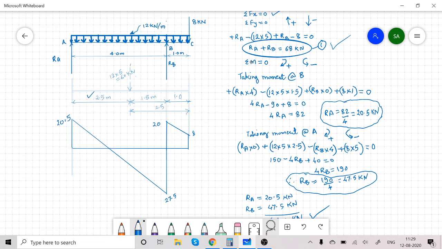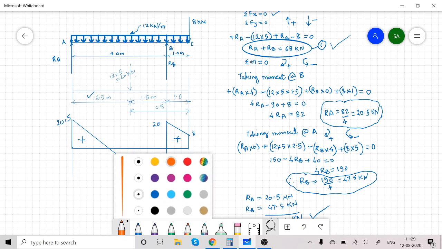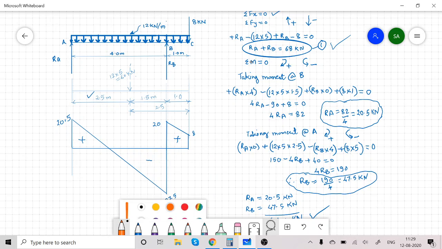Now above the baseline mark it positive and below the baseline mark it negative. Then shade the diagram like this. So this is our shear force diagram. The unit is kilonewton.